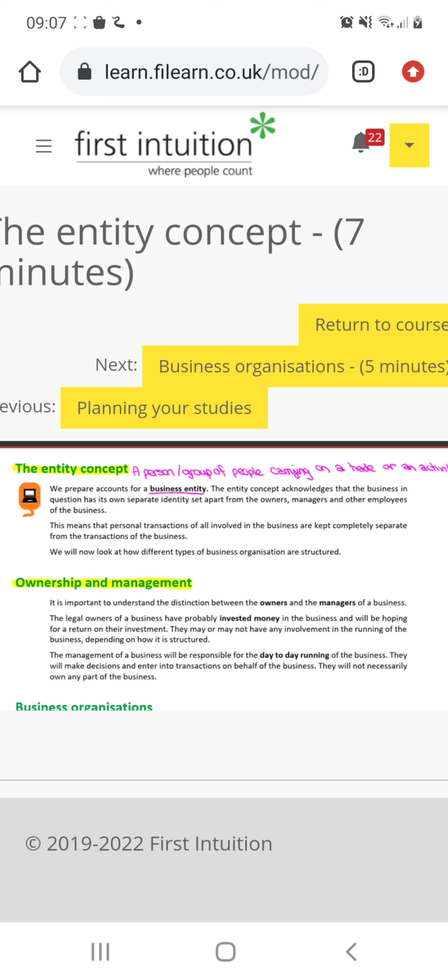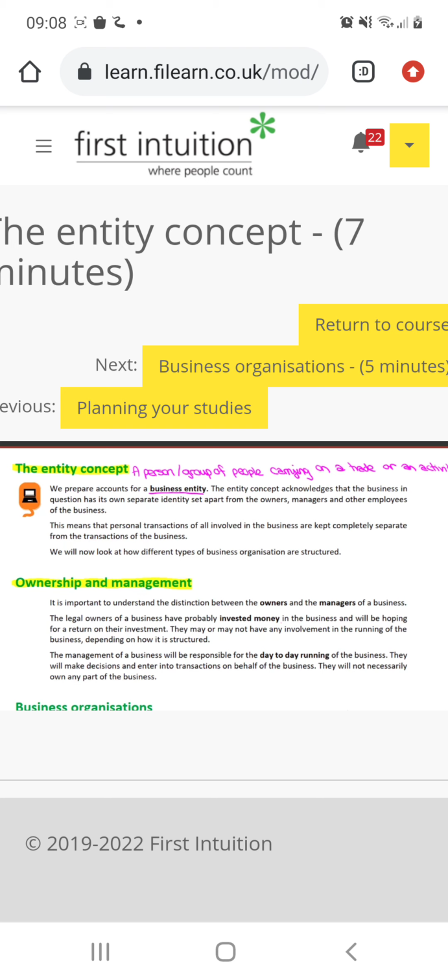Now, each of these business entities will have its own advantages and drawbacks. They will have different levels of ease to set up. They'll have different levels of bureaucracy to run them. And we'll see more about these in the future chapters later on.